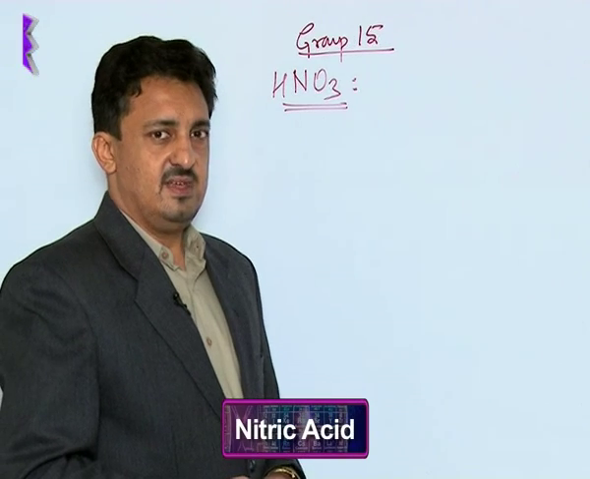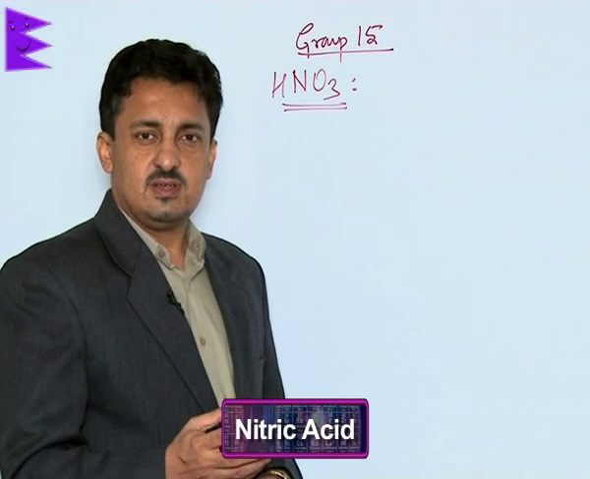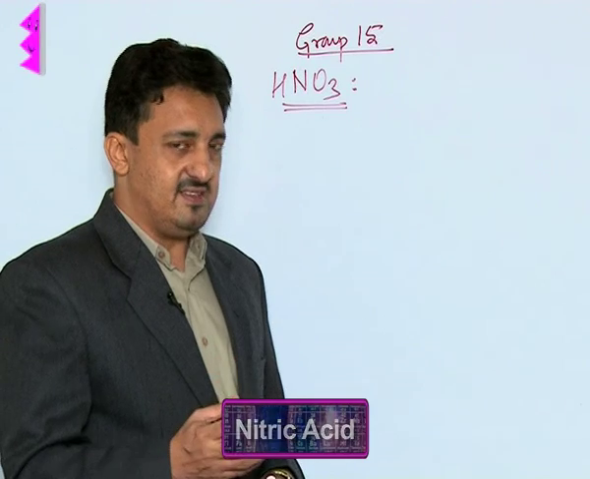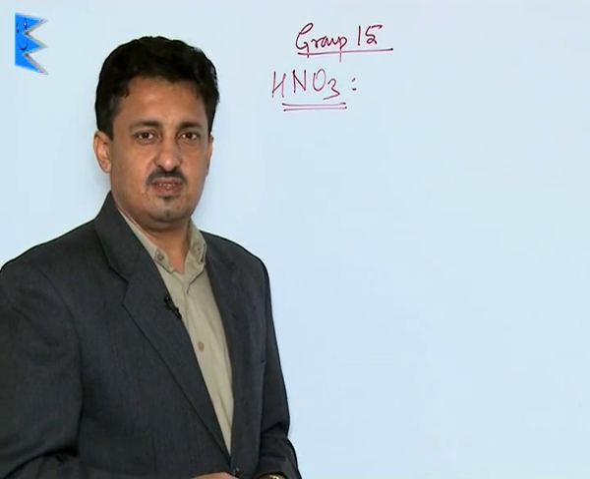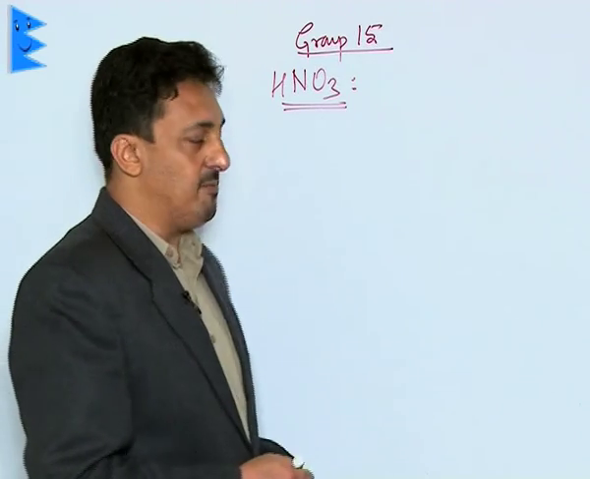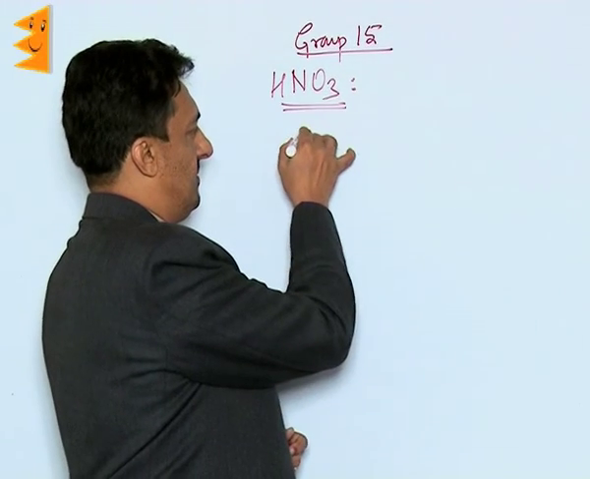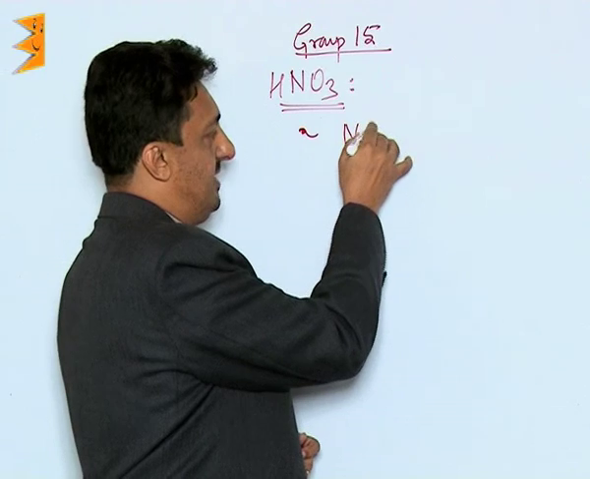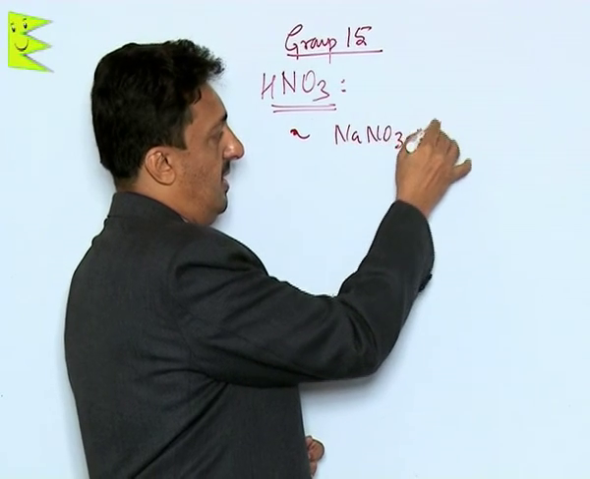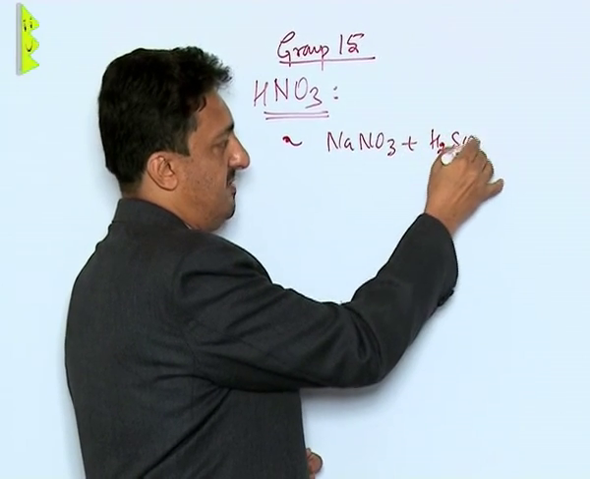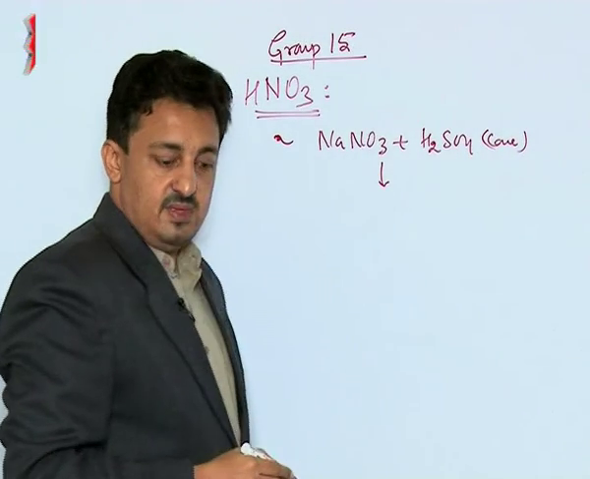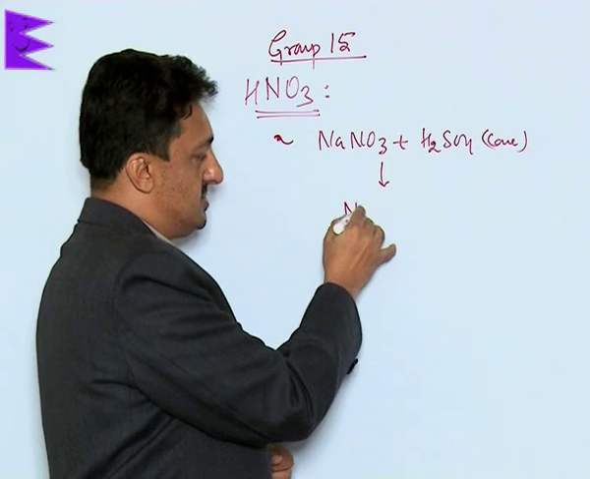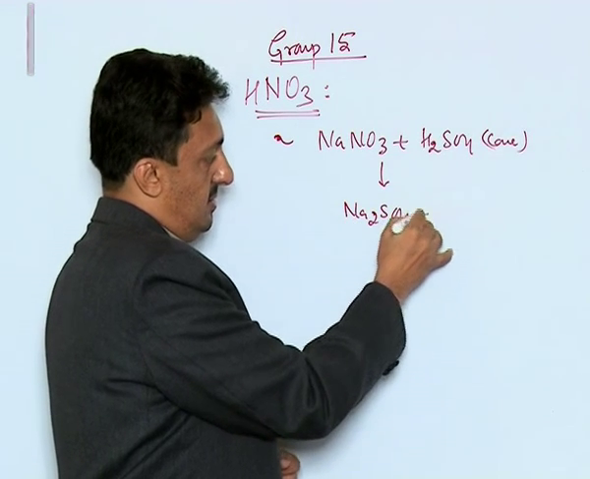Nitric acid. It's a very important oxyacid of nitrogen, and it is also a very important commercial acid. Nitric acid is mainly obtained in the lab by treating any of the nitrate salts with concentrated sulfuric acid. It directly forms nitric acid.